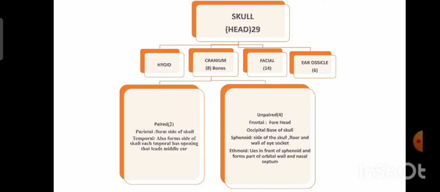Facial bones are 14 in number and are attached to the cranium to form the face. The 6 paired bones of the face are lacrimal, zygomatic, nasal bone, inferior nasal concha, maxilla, and palatine. The unpaired bones of the face are mandible and vomer.